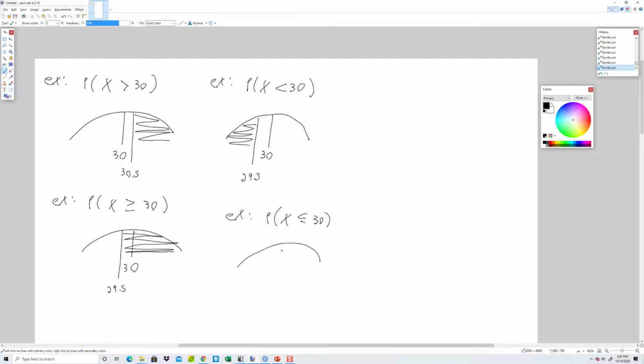Now this definitely won't cover all the cases, but I think you get the idea after we do them. Probability x is less than or equal to 30. Less than or equal to. My wording includes 30, which means my shading has to include 30. So I'm going to add 0.5.